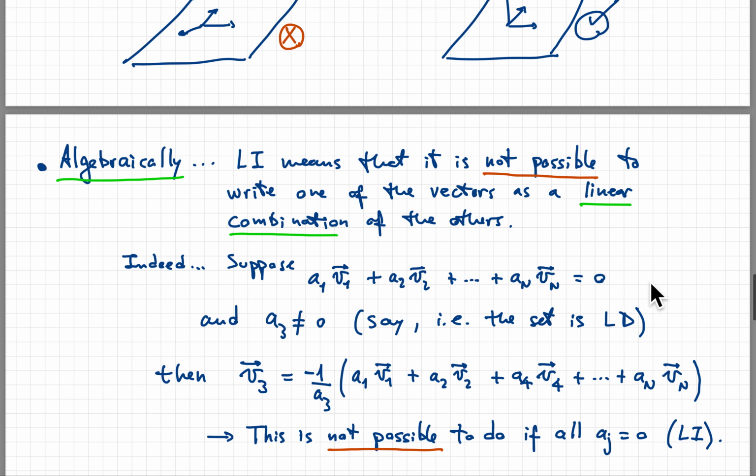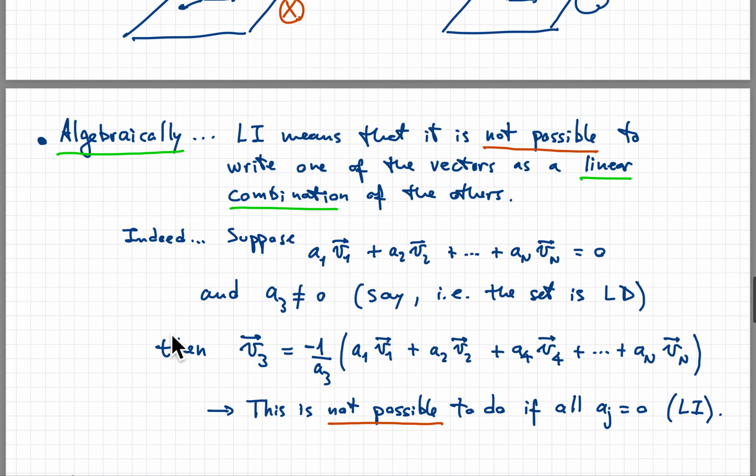And suppose that we find out that this is possible to do, with a3, say, one of them, not equal to 0. So we find that it's linearly dependent because there's a solution where one of them is not equal to 0. Then we can put all the terms on the other side of the equation except a3 v3, and then we divide by a3, which is allowed because a3 is non-zero, and then we've managed to write v3 in terms of all the other vectors.